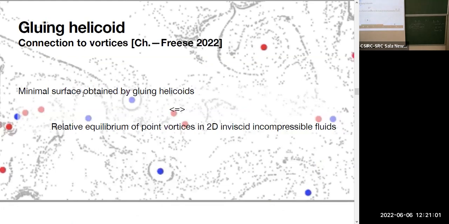And so I extended their conclusion and found that actually the interaction between the helicoids is exactly the same as the interaction between point vortices in 2D fluids. And this is another interdisciplinary connection that I will talk about next time. So today is not about catenoids and helicoids. Today is about saddle towers.